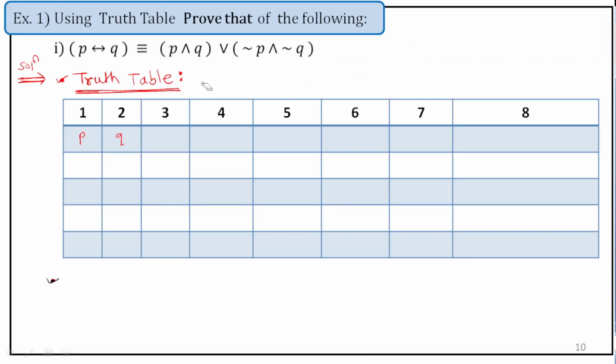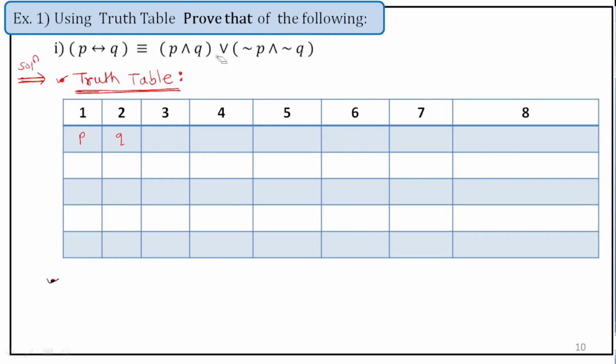Hi friends, today we are going to discuss truth table. Using a truth table, prove the following examples. Here the first one is P if and only if Q, which is equivalent to (P and Q) or (negation P and negation Q). Now this is the statement pattern.